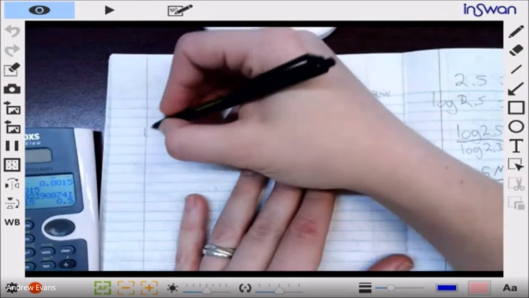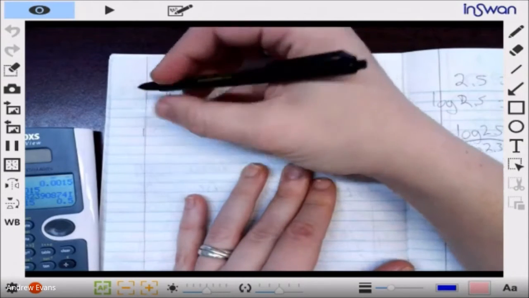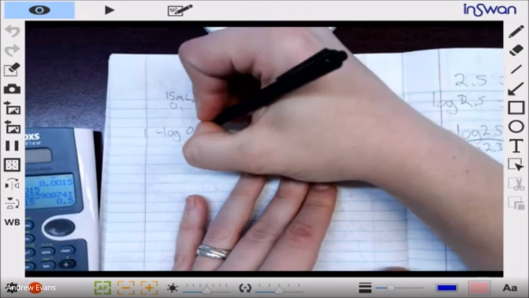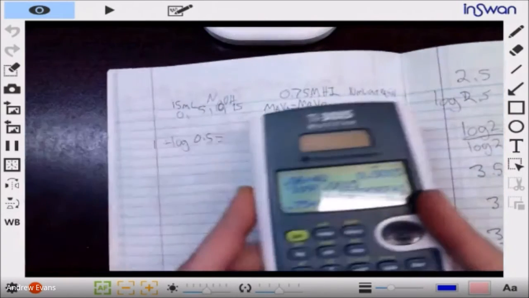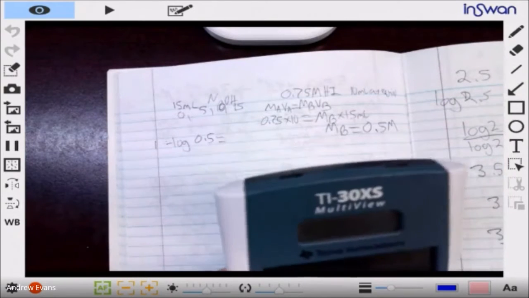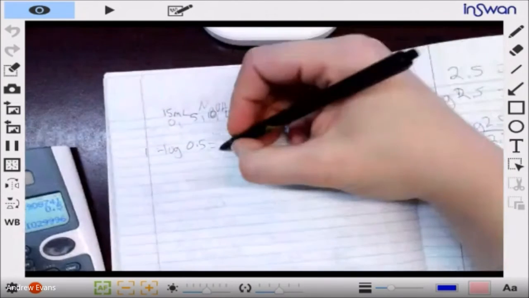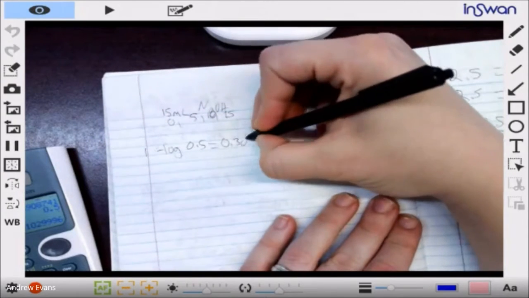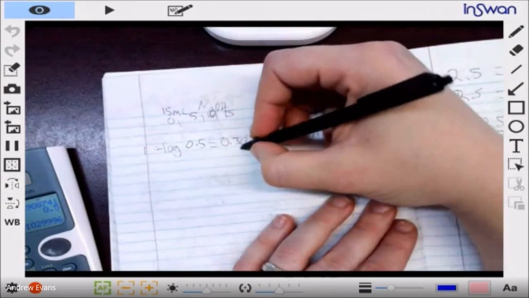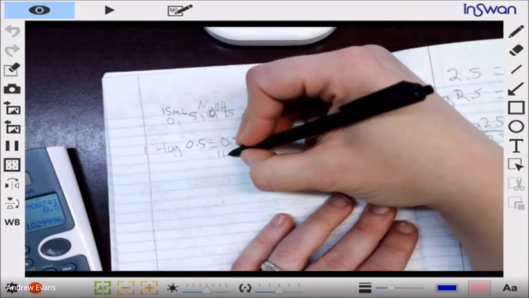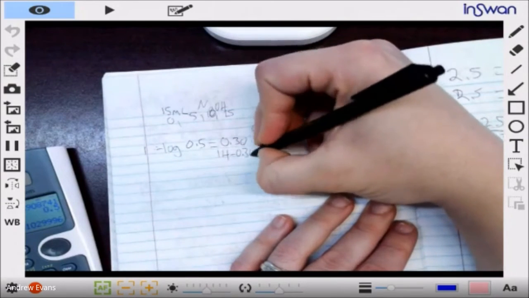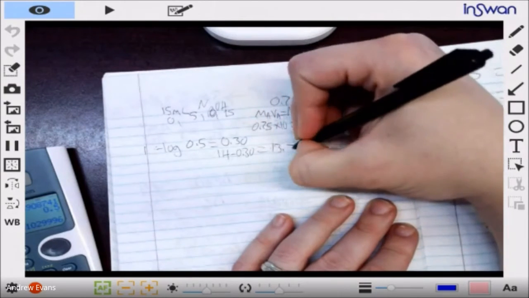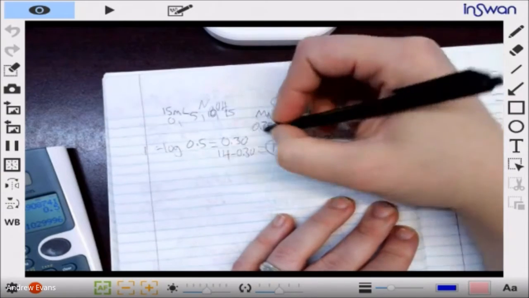Point one, where there's 0 acid added. The negative log of 0.5 would give us our POH, which is let's say 0.30. So 14 minus 0.30, because I'm asking for pH and not POH, is 13.70. That's our first point.